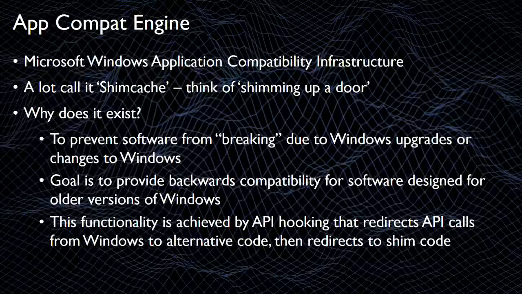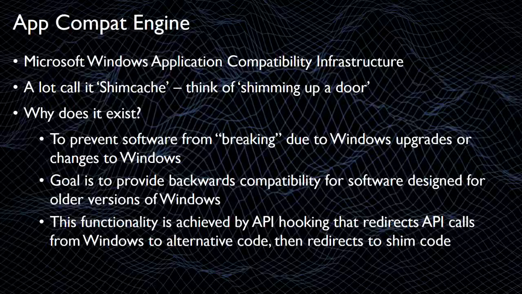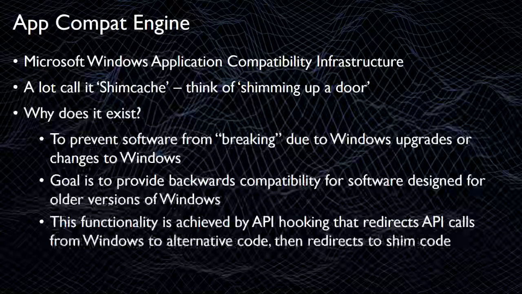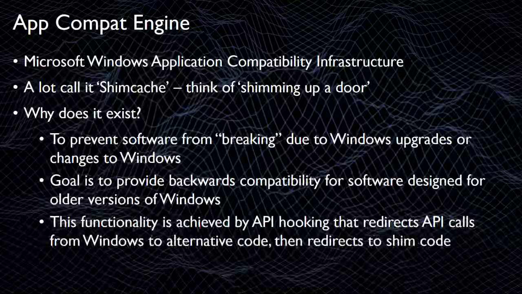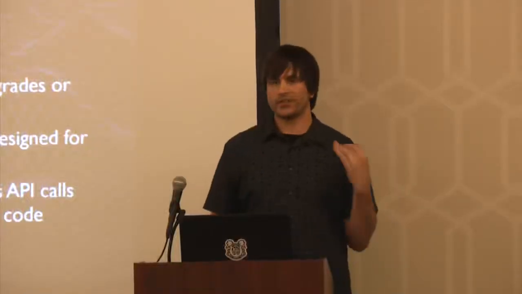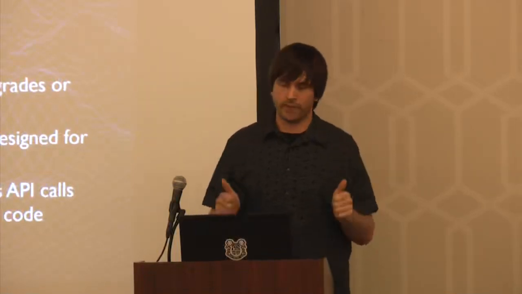runs that. And it's achieved by API hooking, which redirects API calls from Windows code to alternative shim code. Microsoft's EMET, the Enhanced Mitigation Experience Toolkit, is actually how it works. It uses the shimming process to protect and detect. And the thing about the application compatibility engine is even if you don't right-click a program and say run in compatibility mode, it always tracks what's executing, whether you like it or not. So it's great for forensic investigators.